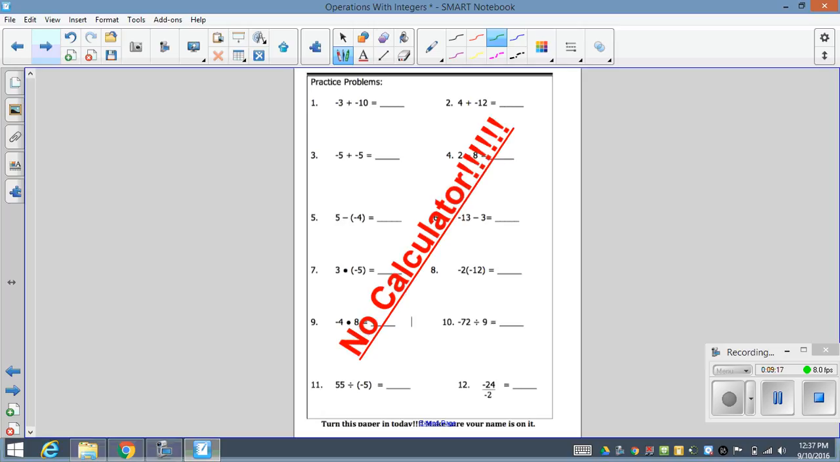So let's make sure you're really putting some thought in, and then go back and double check and make sure you didn't make any careless errors. We need to be able to work with our integers because they're not going anywhere. We want to make sure that if we know our algebra, we're not missing easy points because we added wrong. All right, good luck. Have fun.